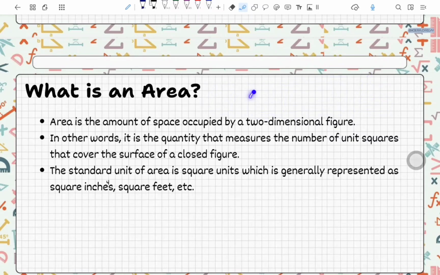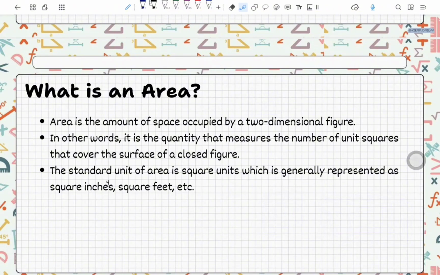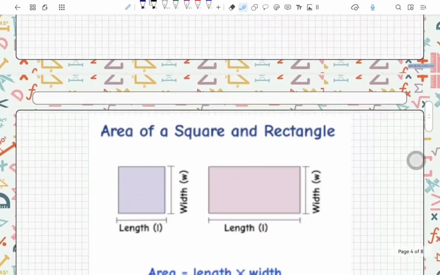It is different from a three-dimensional figure, just like a cube or cuboid. These are examples of three-dimensional figures. In a two-dimensional figure, there are only two dimensions. Now, in area, we have to remember that the standard unit is square units, meaning the highest exponent should only be 2. Let's proceed to the following picture so that it will be much easier to understand.